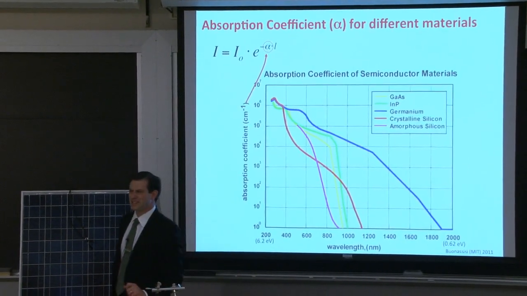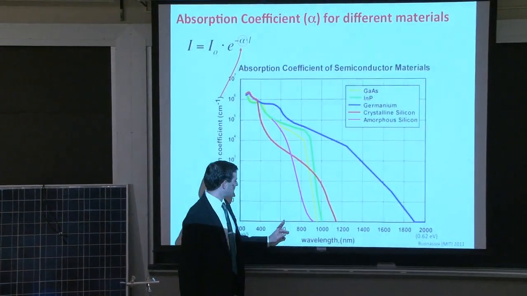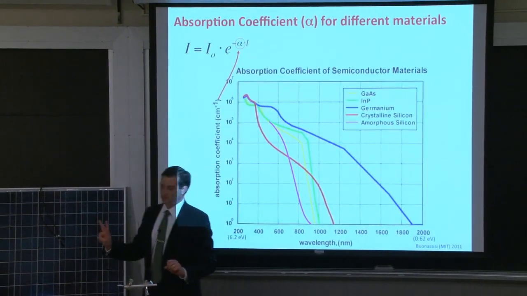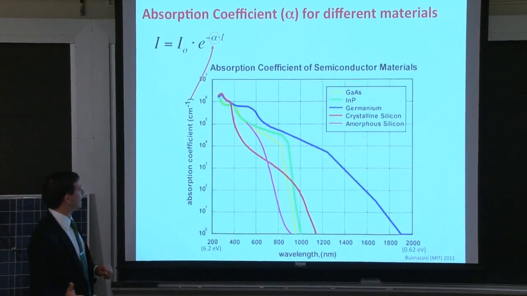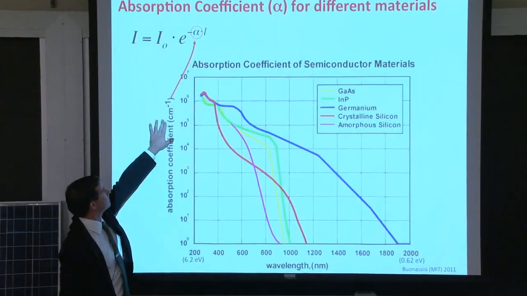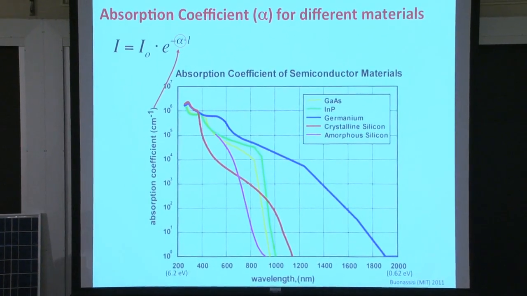Why did I pick 550 again? It's near the peak of the solar spectrum, right? It matters. And we're going to look at two different materials, silicon and gallium arsenide. We're going to calculate the thickness necessary to absorb 90% of the incoming light at 550 nanometers.